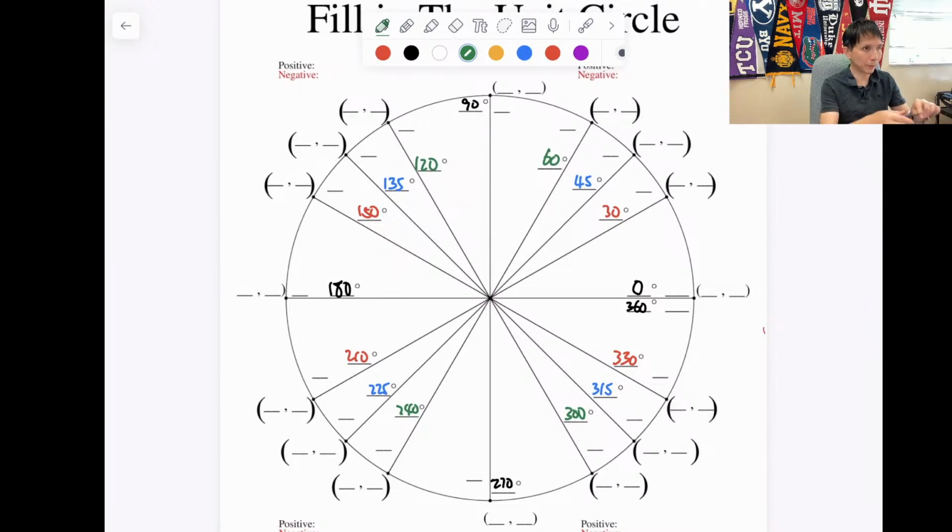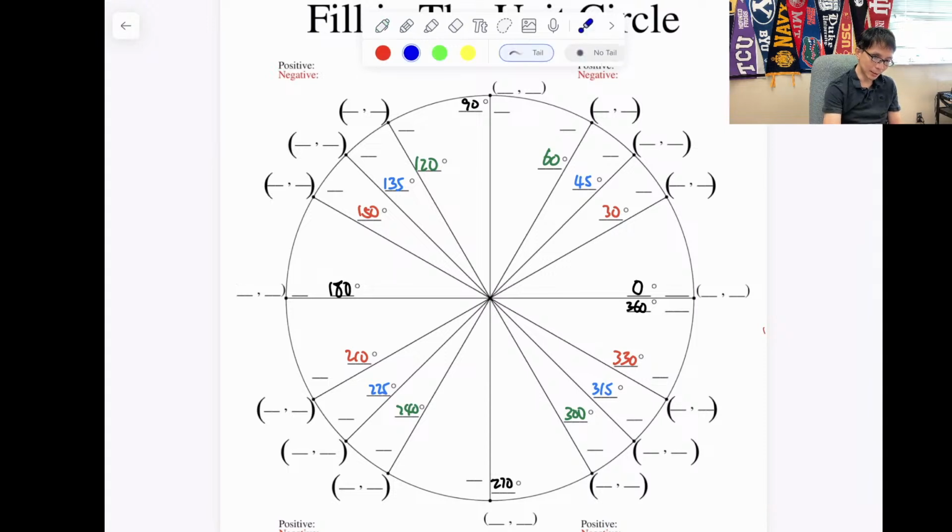Now, I color code them. Does anybody know why I color code them? No? Okay, do you guys remember something called reference angle? Your teacher will talk about reference angle. A reference angle is the angle from your terminal side to the closest x-axis.